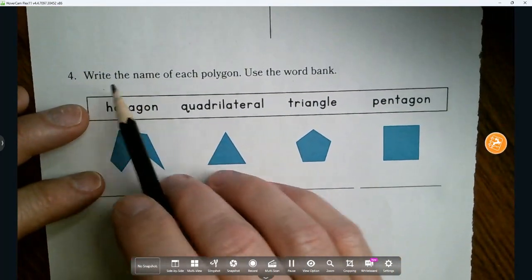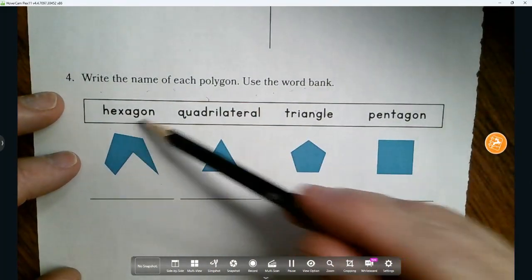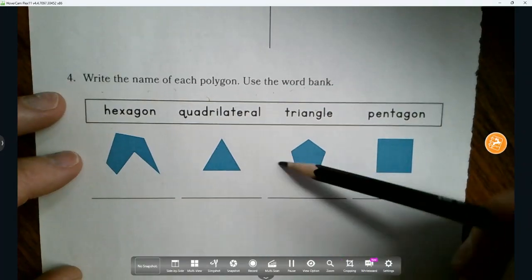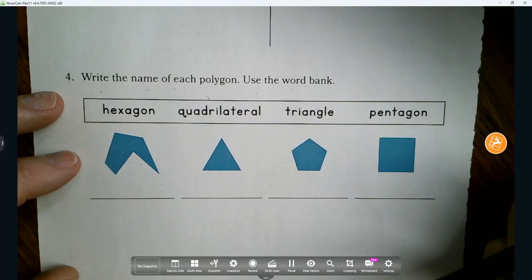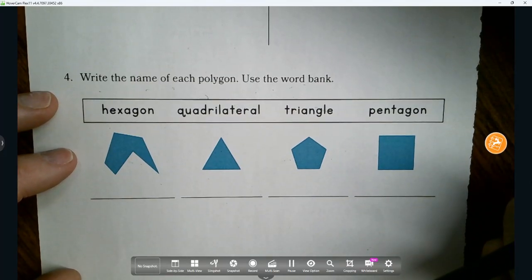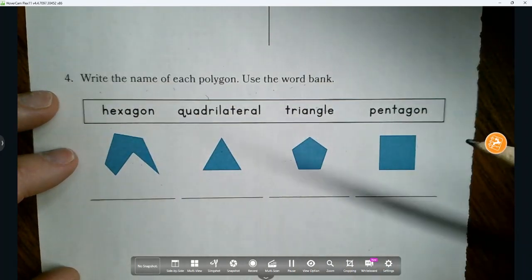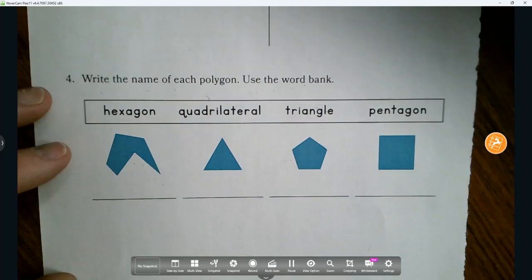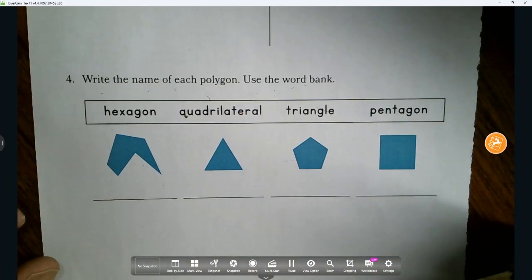Number 4 says, write the name of each polygon. Use the word bank. So you have 4 names and 4 shapes. Do the shapes you know first. Get those done, and then try to remember what the other ones might be to help yourselves out. I'm not helping with this one. You've got to figure this one out on your own, because knowing these is important as we get further and further in math.